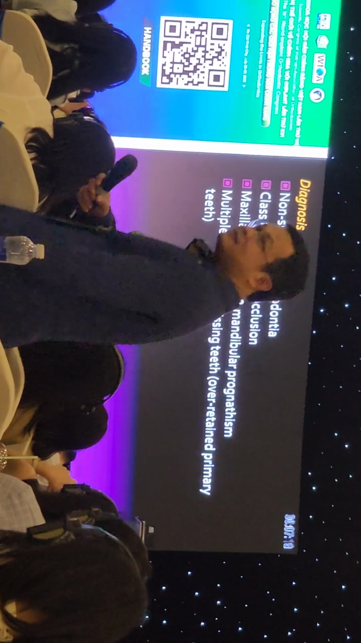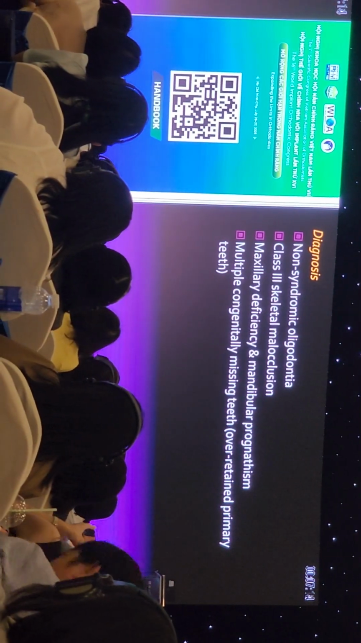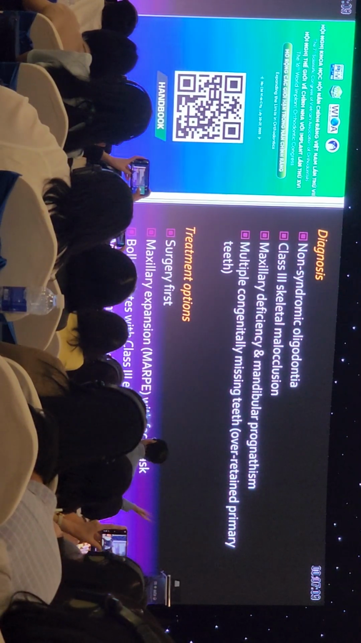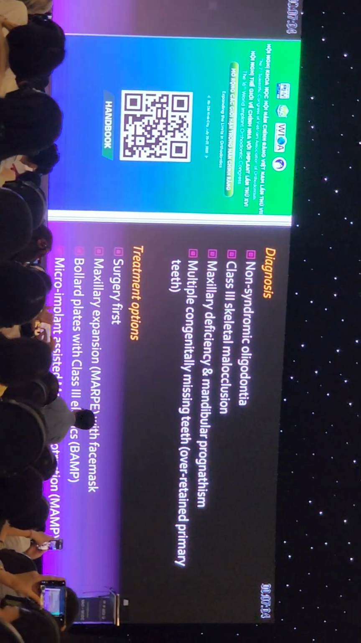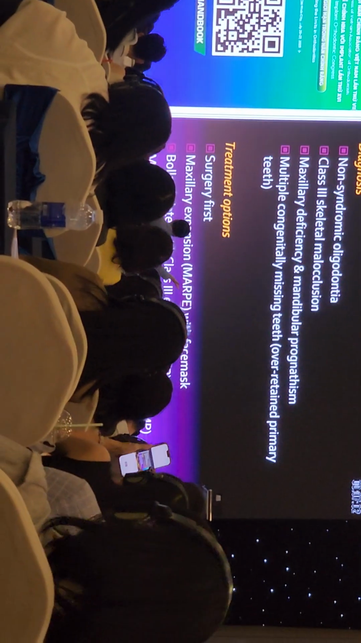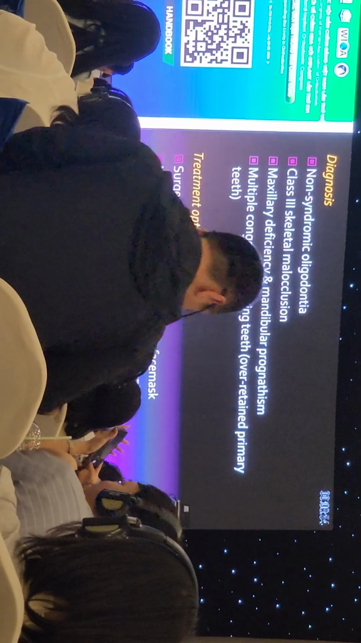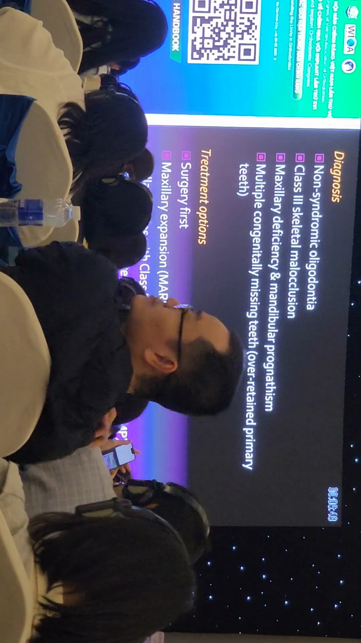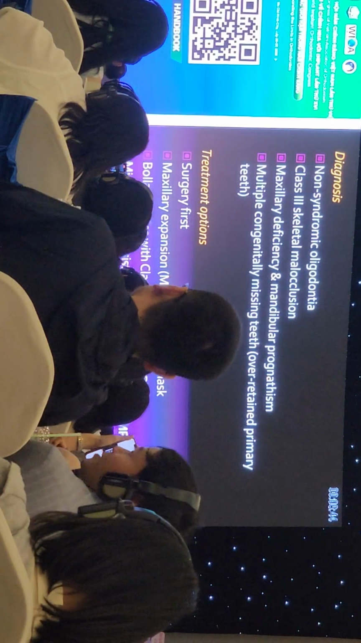Okay, so here's the diagnosis, okay? Oligodontia, all right? And skeletal Class 3 problem, maxillary deficiency, congenital missing teeth. So here are some options. By the way, this is not a strategy. This is an option, all right? Surgery first, right? Because it's Class 3. The second thing is maxillary expansion with a face mask, but the patient declined a face mask, so that's no good. All right? And the bone plates, okay, with Class 3 elastics, we call it the BAM.